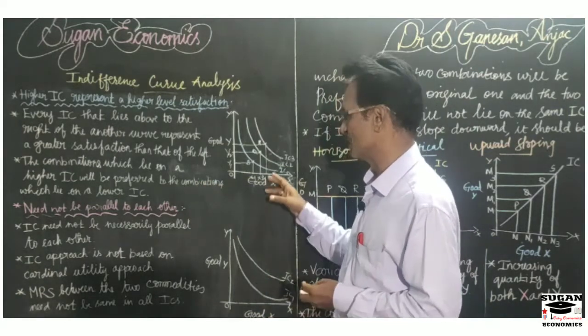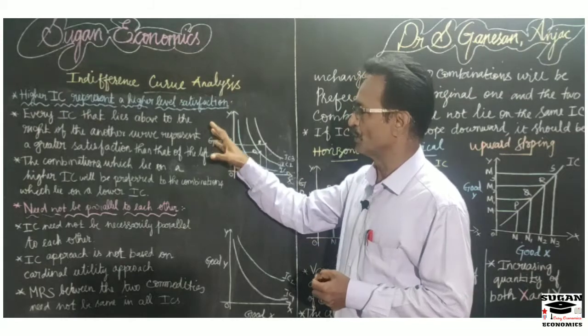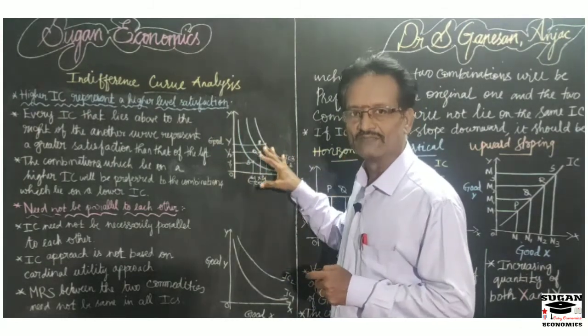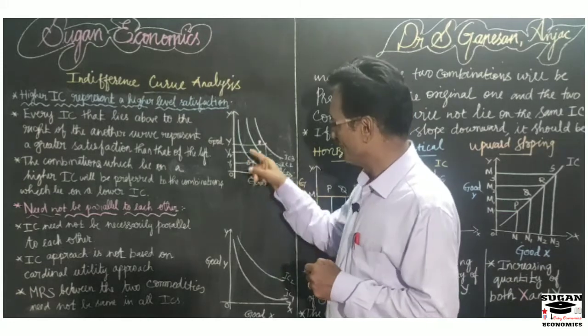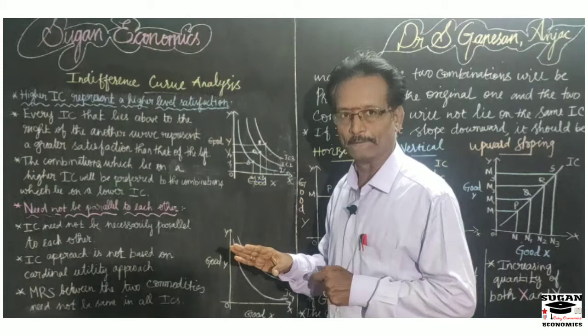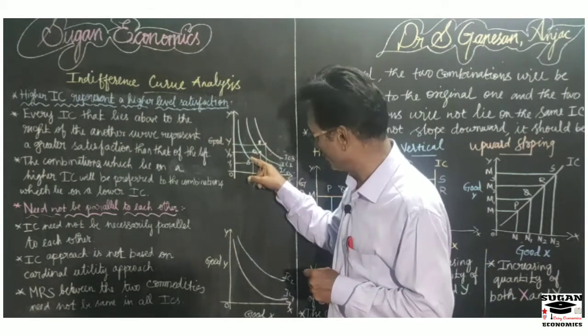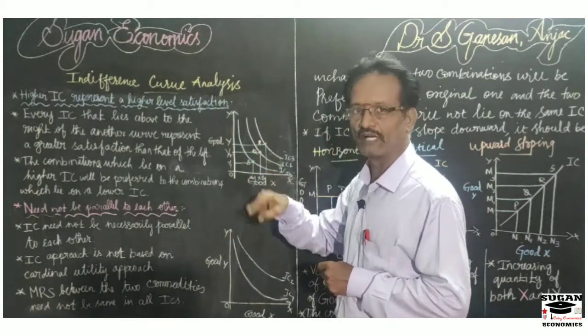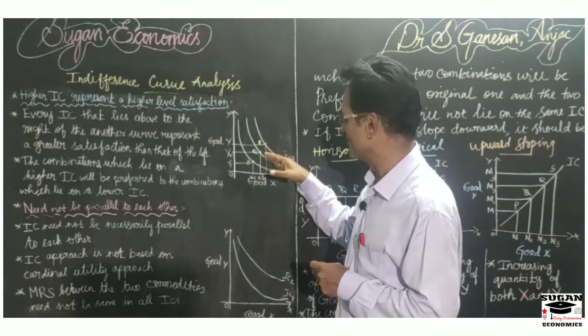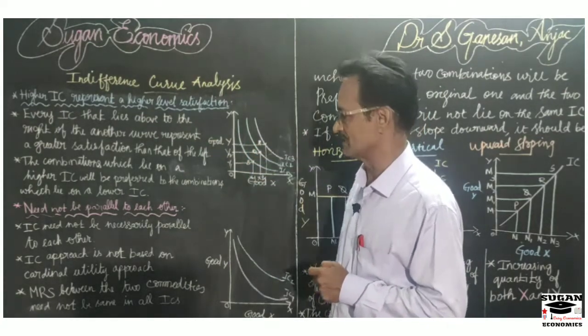Normally, a higher indifference curve represents a higher level of satisfaction, but you should be clear that any point on the same indifference curve provides the same level of satisfaction. When you move from a lower indifference curve to a higher indifference curve, your level of satisfaction will be increased, so we say a higher indifference curve represents a higher level of satisfaction.